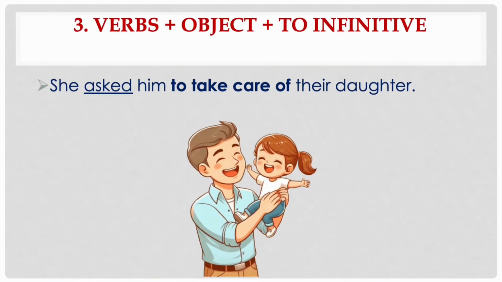Some verbs are followed by an object and then a to infinitive. The pattern is verb, object, to infinitive. For example, she asked him to take care of their daughter. Here, the verb is asked, the object is him, and the to infinitive is to take care of. So remember, after certain verbs, we need both an object and a to infinitive.